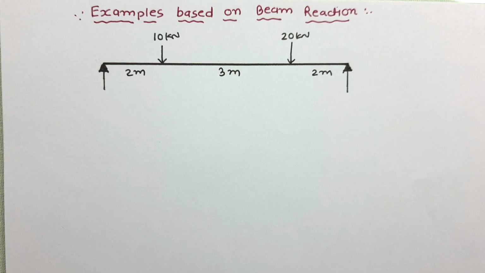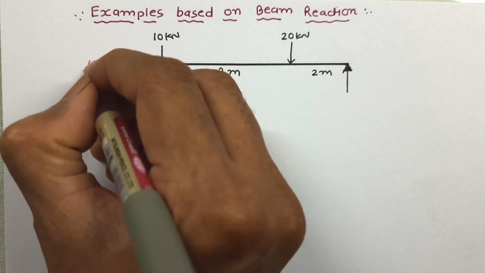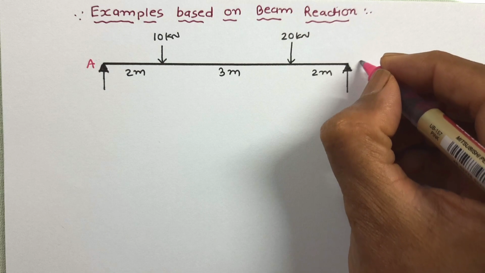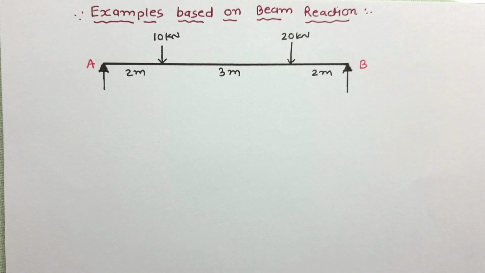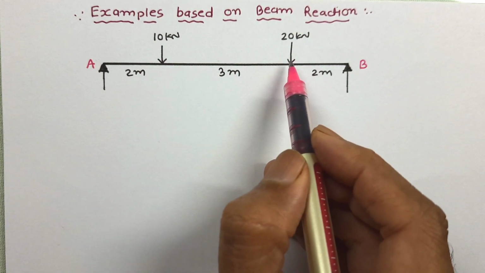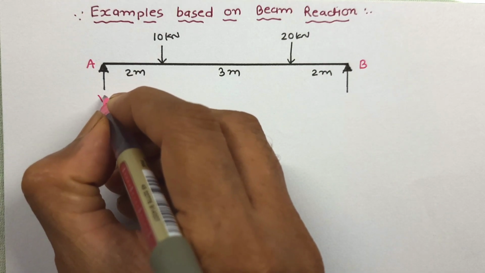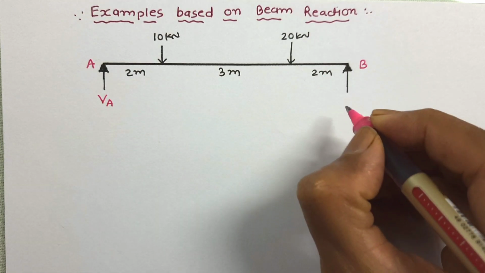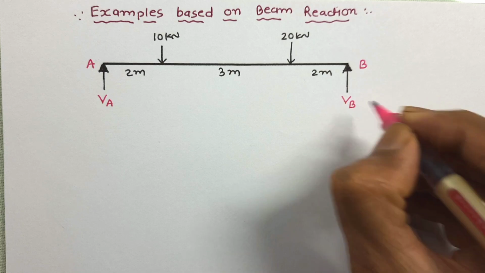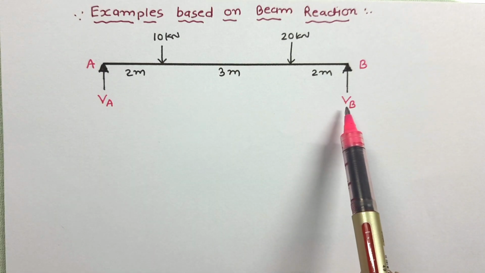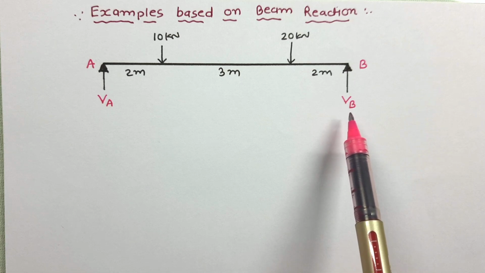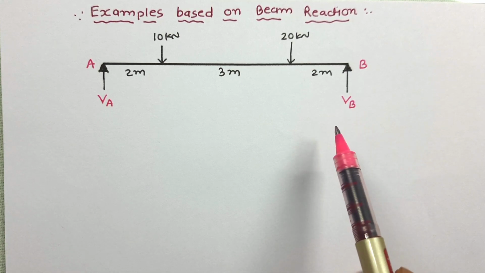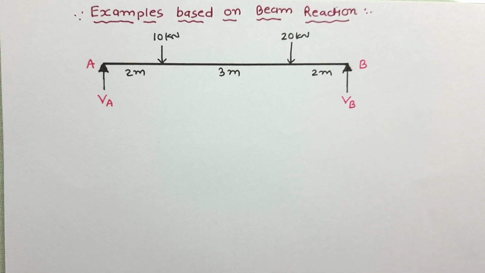So this is the example given to us and we want to work out the reaction of beam. So let us first give name to support. This is support A and this is support B. Here there are not any horizontal load, so here there will be only vertical reaction VA and VB. We want to work out vertical reaction VA and VB. So we will use here condition of equilibrium to solve this problem.